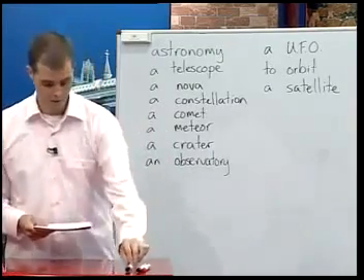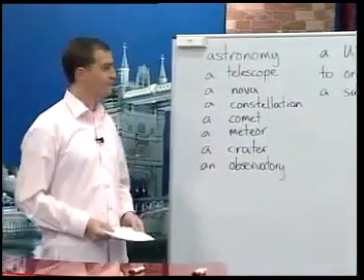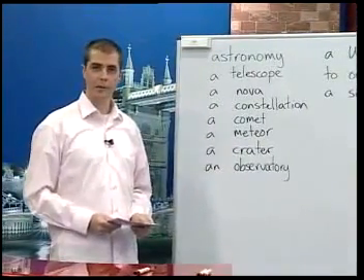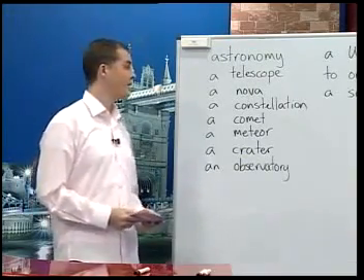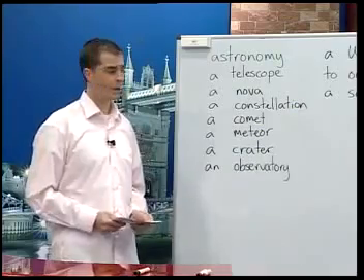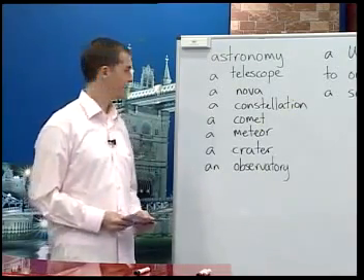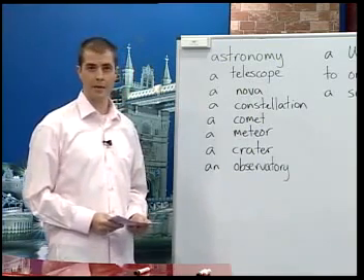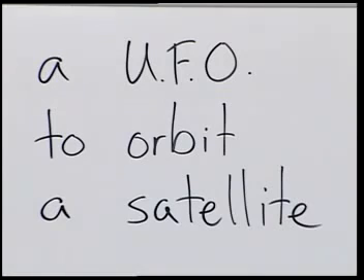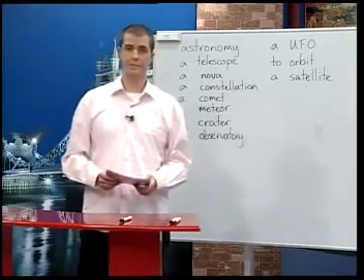Let's review these words. Astronomy. A telescope. A nova. And a constellation. A comet. A meteor. A crater. An observatory. A UFO. The verb to orbit, and finally, a satellite.